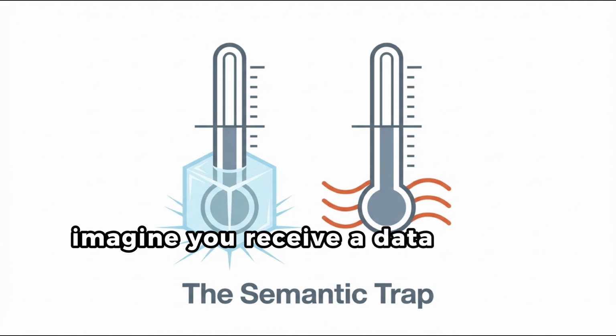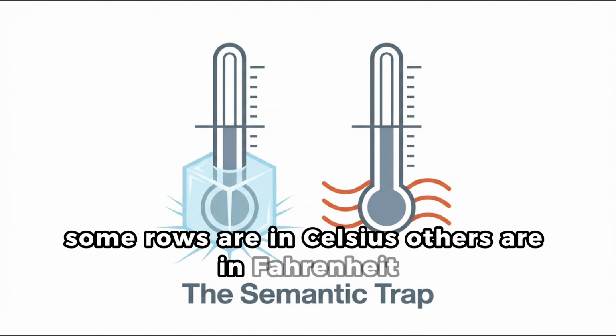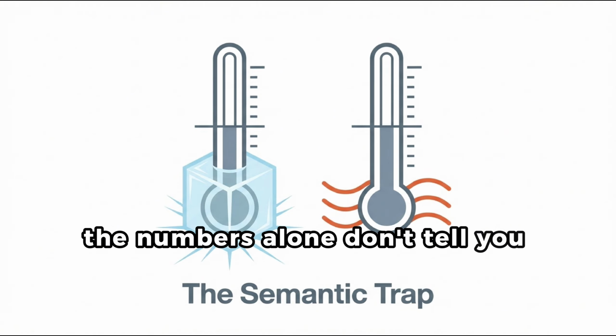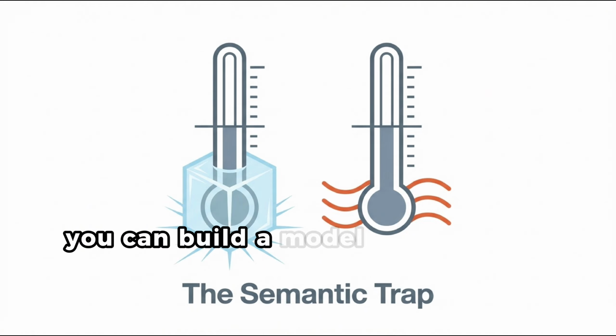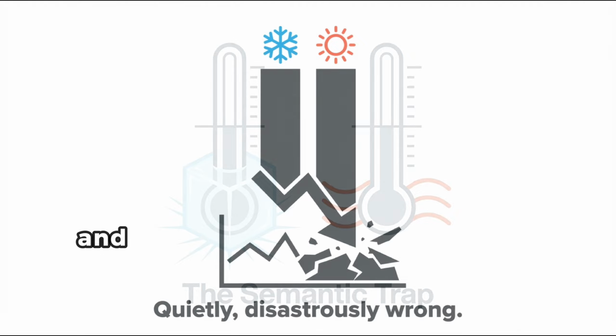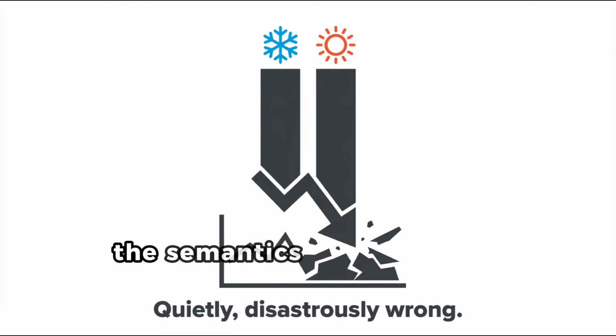Imagine you receive a dataset full of temperatures. Some rows are in Celsius, others are in Fahrenheit. The numbers alone don't tell you which is which. If you treat every value as degrees, you can build a model or produce a chart, and it will be quietly, disastrously wrong. The data looked fine, the semantics were different.